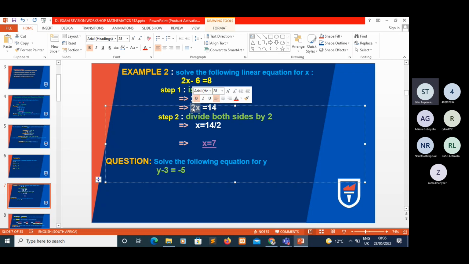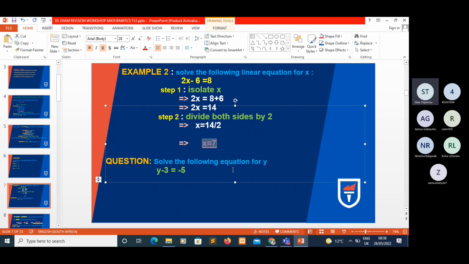So whatever I do here, I have to do the same on the other side, which means if I divide by 2 here, I need to divide by 2 on the right-hand side as well. When I divide 14 by 2, I'm simply going to get 7. That's how I get my value of x, which means x is equal to 7.